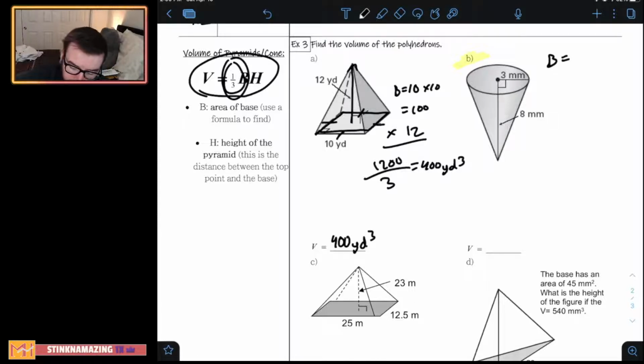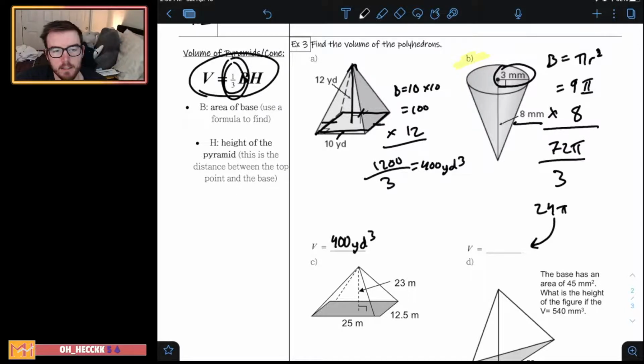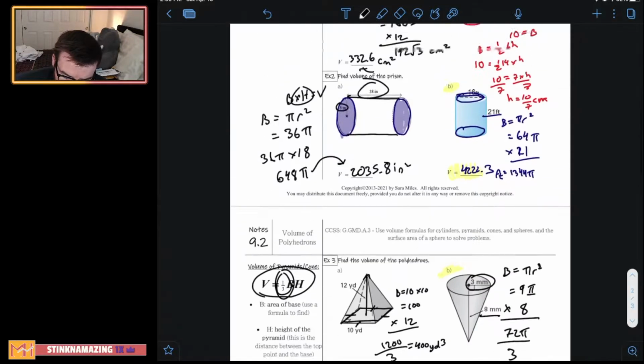Area of the base is pi r squared. So we've got 9 pi, because we squared the 3. The height is 8, so let's multiply 9 pi by 8. 9 times 8 is 72 pi. And we divide by 3. 72 divided by 3 is 24 pi. Go ahead and plug that into a calculator. 24 times pi is 75.4 millimeters cubed.